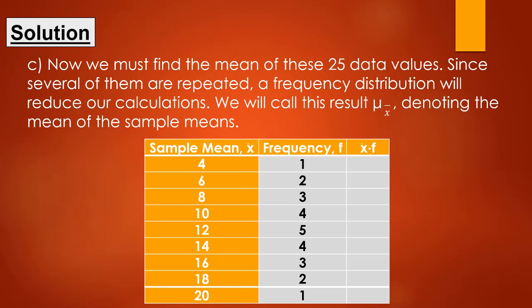We can use those x bar values along with the frequency. We multiply them together, and then if we add up that column and divide by the 25, we'll find the mean. So 4 times 1 is 4, 6 times 2 is 12, 8 times 3 is 24, 10 times 4 is 40, 12 times 5 is 60, 14 times 4 is 56, 16 times 3 is 48, 18 times 2 is 36, 20 times 1 is 20.